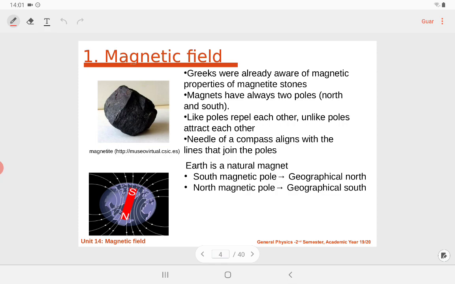The Earth is actually a natural magnet. The magnetic field in the Earth is believed to be generated by the currents of molten iron in the Earth's outer core.